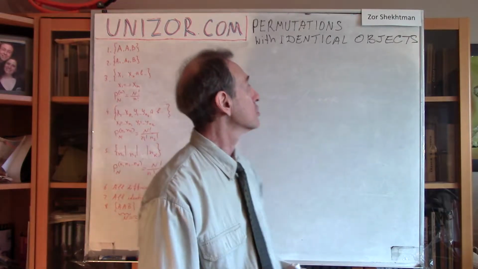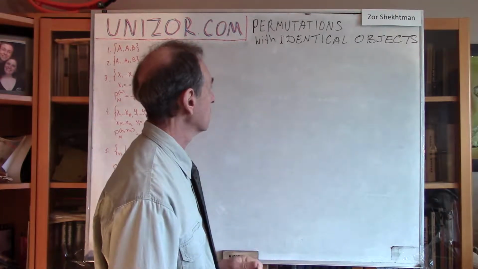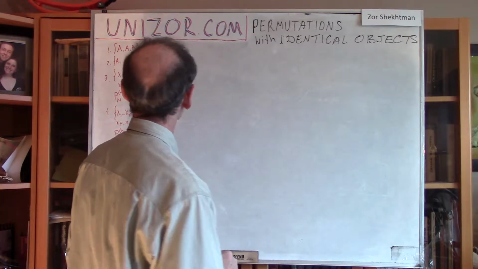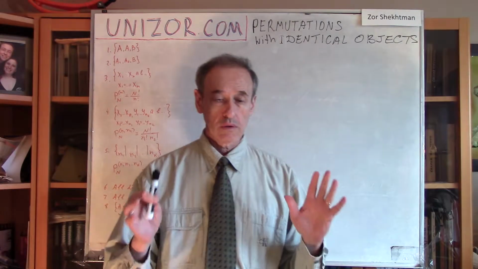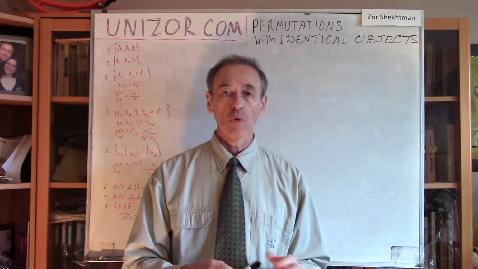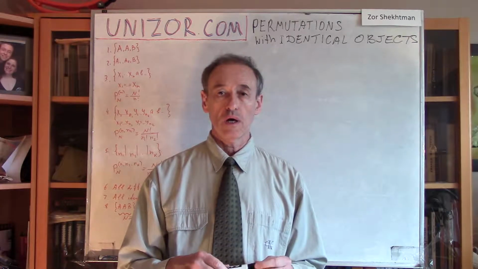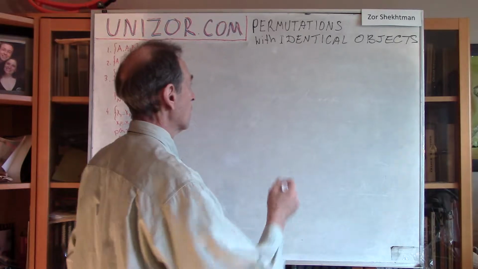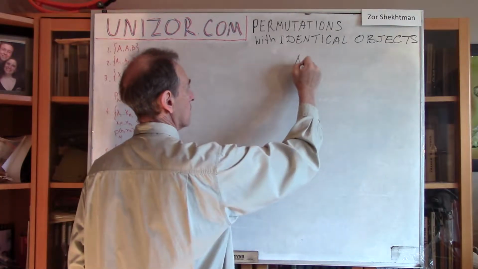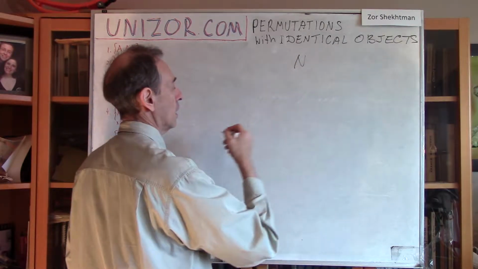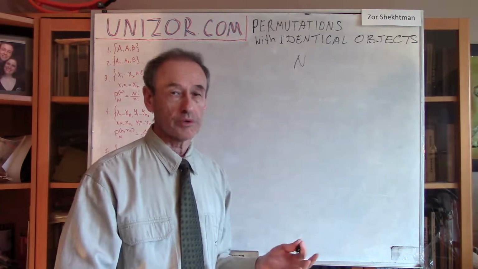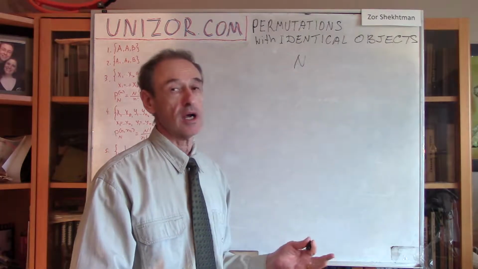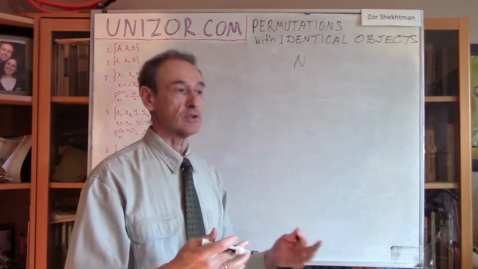Okay, permutation with identical objects. Well, first of all, let me just very briefly recall what is a permutation of the set of different objects. As you remember, if you have a certain number n of different objects and we would like to put them in a certain order, the question is how many different orderings exist.